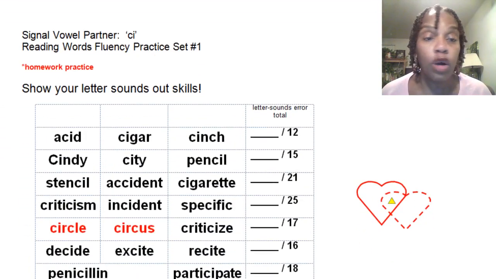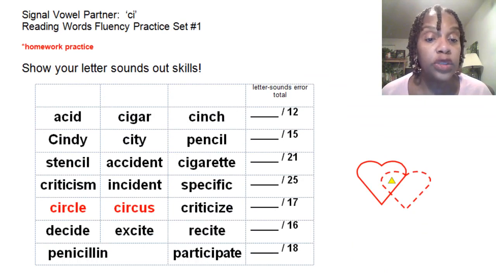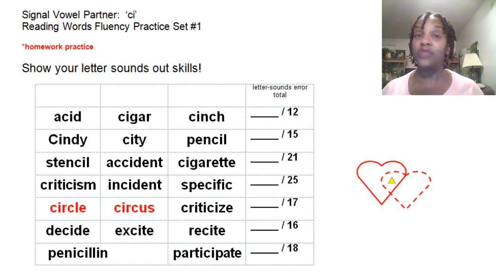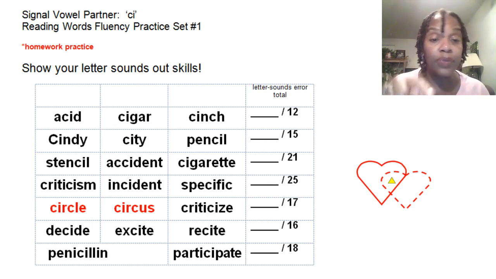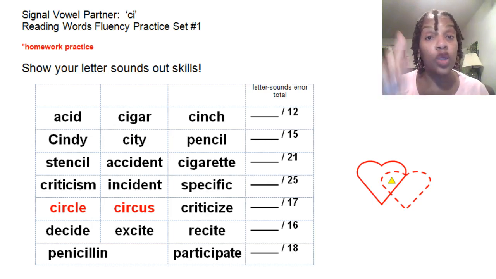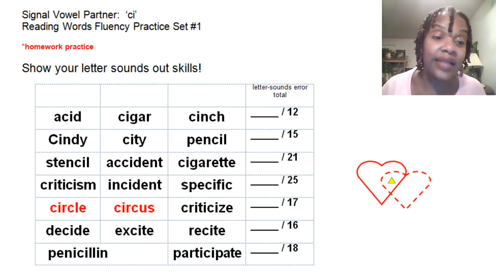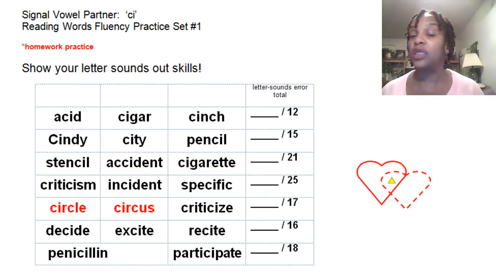All right, so this is your homework practice where you're going to work with a parent or a teacher, and you're going to sound out these words. You're going to show your stuff. So, all right, you're going to practice, practice, practice. And if you're having any problems with any of these words, go back over the signal vowel rules, or again, get a sheet of paper. Use all the tools that you've learned so far and how to sound out these words, okay? Good job.